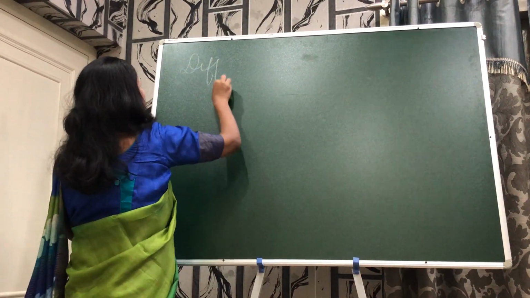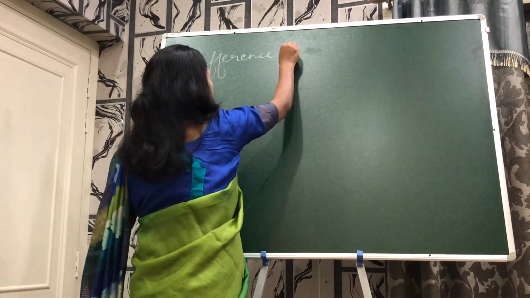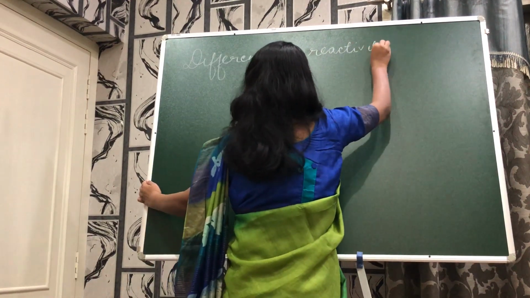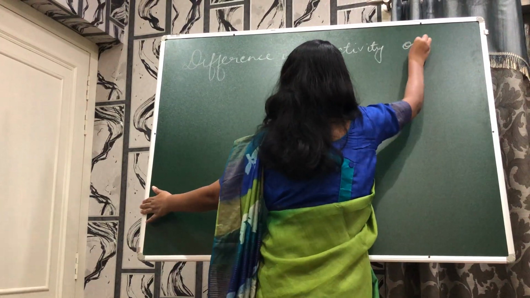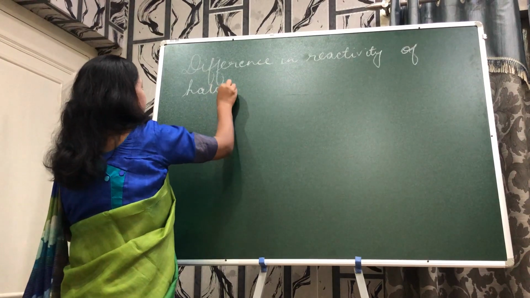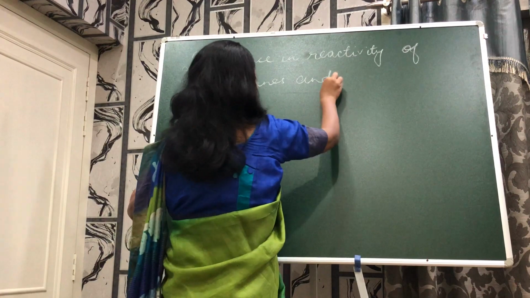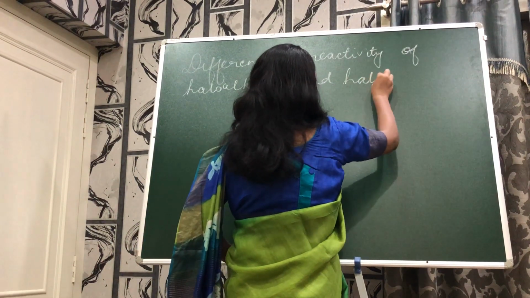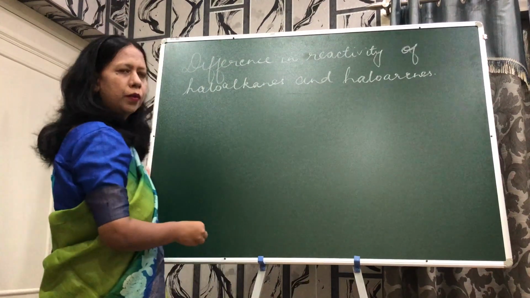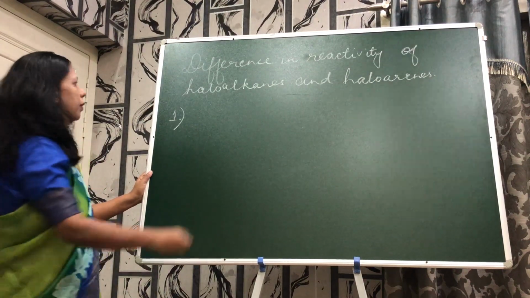Today we will take up the difference in reactivity of haloalkanes and haloarenes. Under that, first is the difference in the nature of carbon.